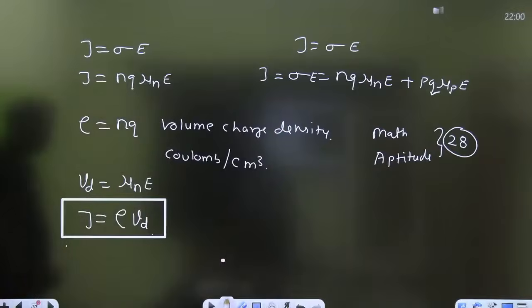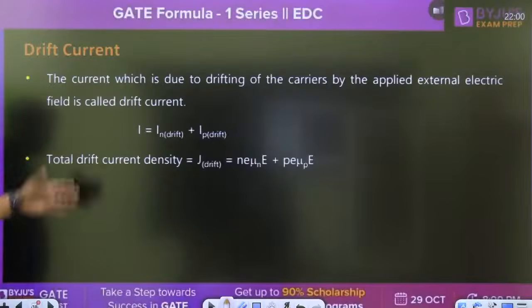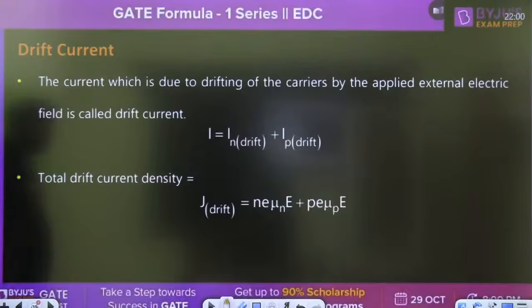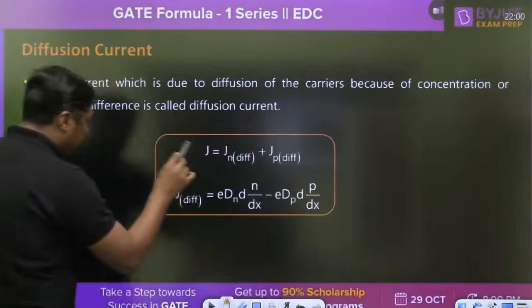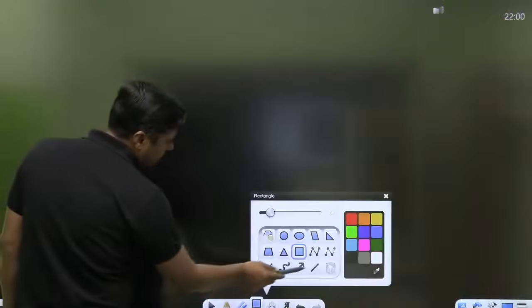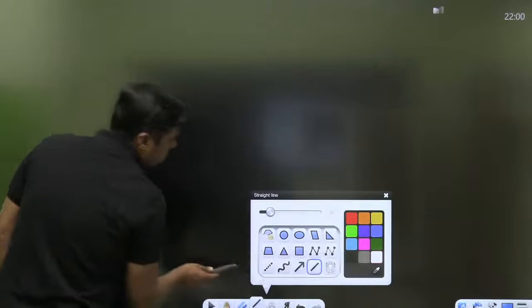Okay, these are the formulas. Next one, this is about the drift current. Already I have given you the formula. Now diffusion current. So what is this? It is a very important concept here, diffusion current. Remember that. Number of questions on this diagram and so on, so please watch this.